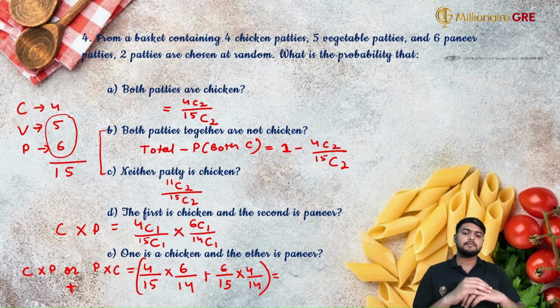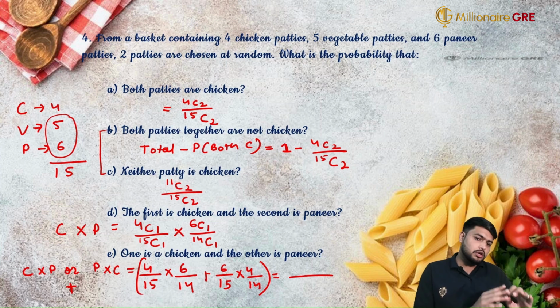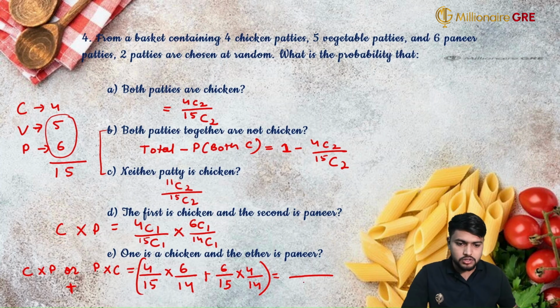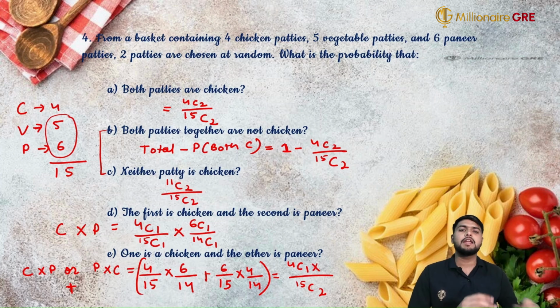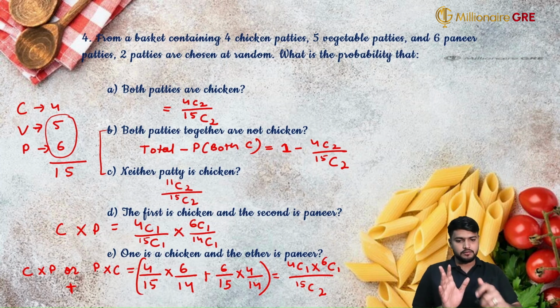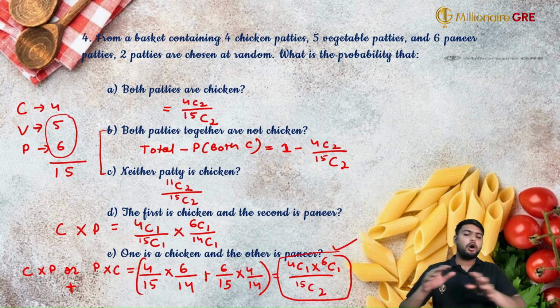Hope it makes sense. You can also do it directly. You have to choose 2 patties which can be chosen in 15C2 ways. 1 chicken patty can be chosen in 4C1 ways, and 1 paneer patty can be chosen in 6C1 ways. Both of the methods will give you the same answer. When you do it directly, it already takes into account all the orders.